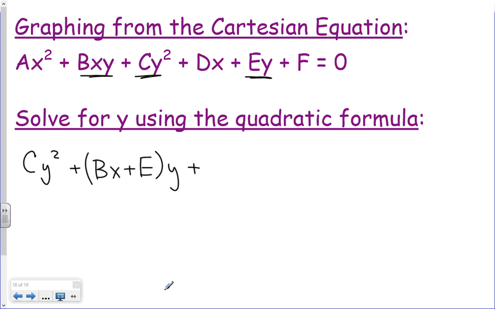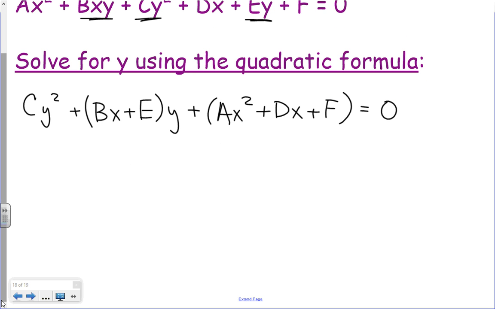So I've got an ax squared, which I know sounds weird to call a constant when there's an x in there, but in terms of y, there are no y's in it, so that would be a constant term for y. So it's the ax squared, you've got a dx, and you've got f. This is equal to 0. This right here is a quadratic equation. I've got something times y squared plus something times y plus something that doesn't have y's in it is equal to 0.